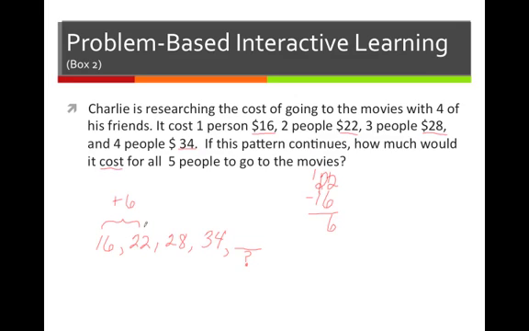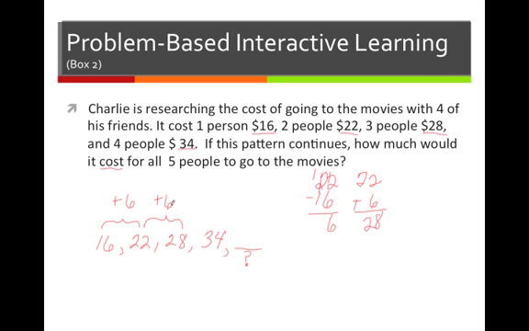So now I need to start with 22, and I need to add 6 to see if I get 28. So 22 plus 6, 6 and 2, 6, 7, 8, and bring down the 2, and I do get 28. So this is also increasing by 6.